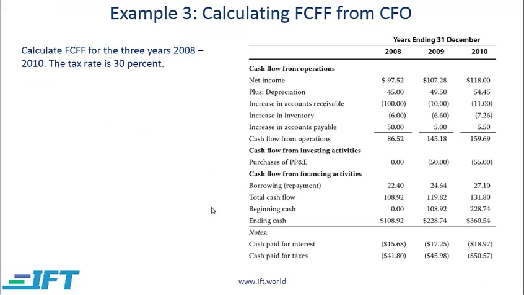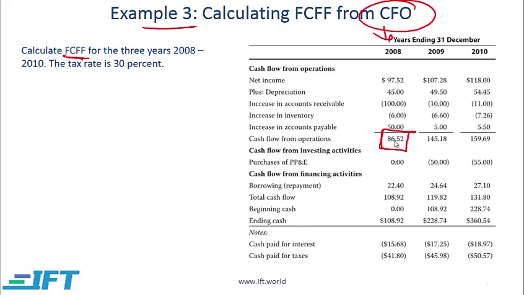Okay, so every concept that we'll talk about will be followed by a related example. So this is example 3. Let's, for 2008, calculate the free cash flow. And your starting point is the CFO. So this is fairly straightforward. Your starting point is 86.52. And then you add the interest expense into 1 minus T.